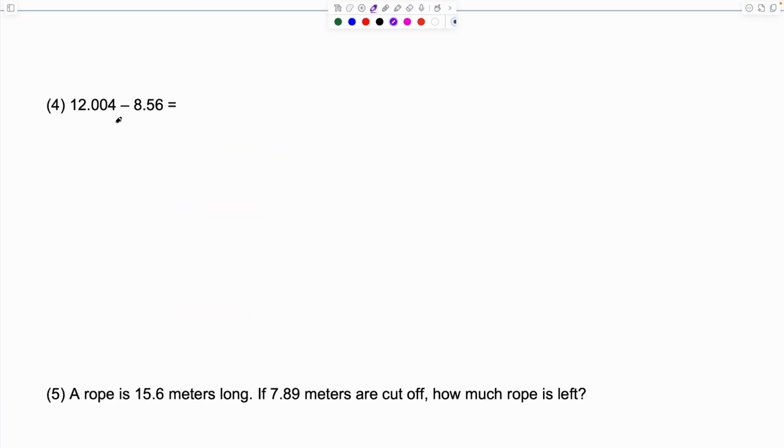Question 4, we're subtracting 12 and 4 thousandths and 8 and 56 hundredths. So for this one, let's just write this out. We have 12.004, and we're subtracting 8.56.